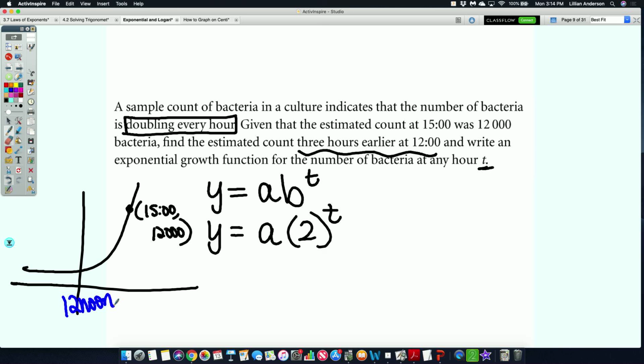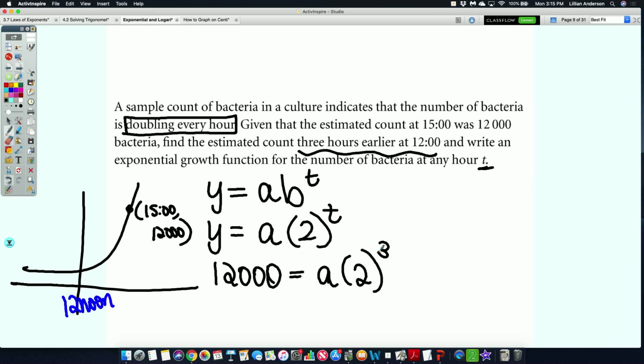So what are we going to plug in for t, and what are we going to plug in for y to help us find a? y is 12,000, and t would be 3.